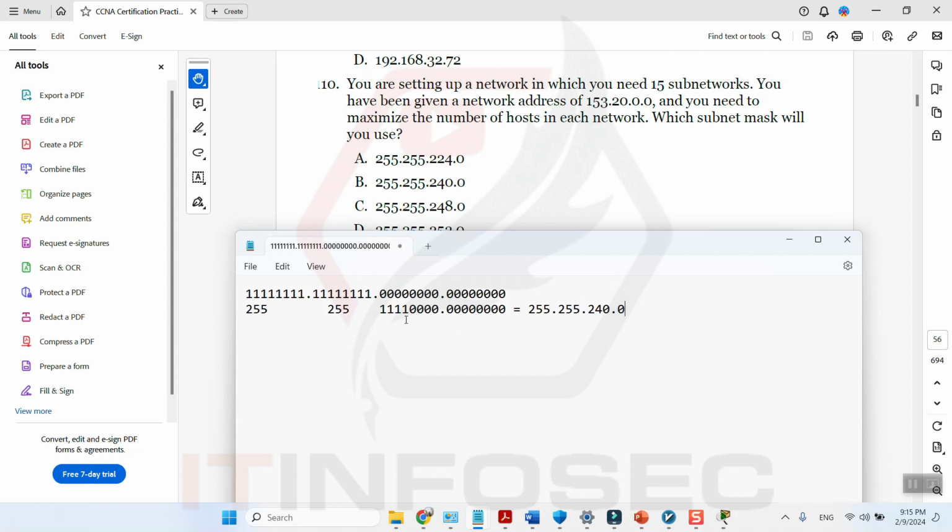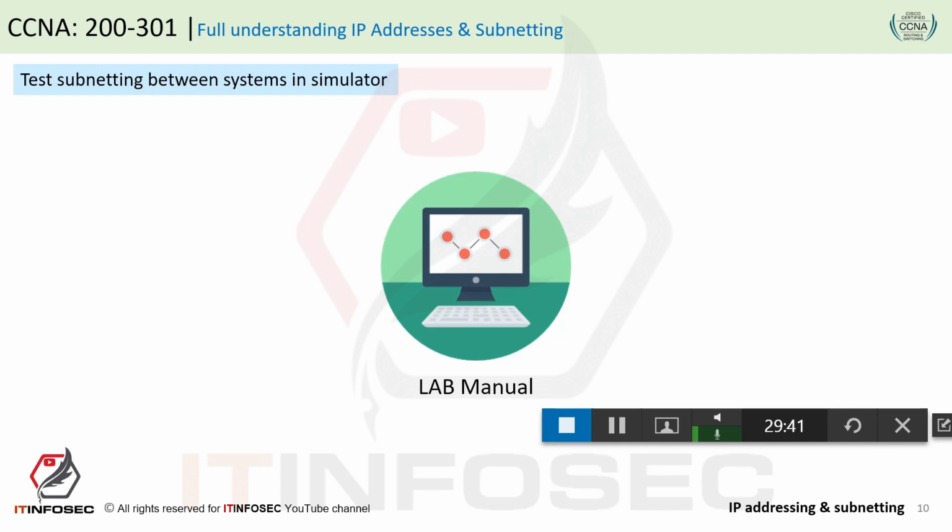The subnet mask which we need for assigning 15 subnetworks based on maximum hosts is here. Yes, we can also use additional bits, for example 5 bits, and it would cover the 15 subnets as well. But the question emphasizes the maximum number of hosts in each network. So these 4 bits are enough, and our subnet mask will be 255.255.240.0.